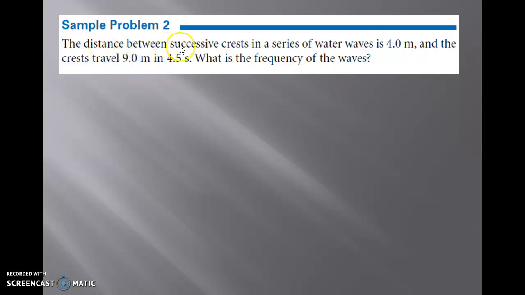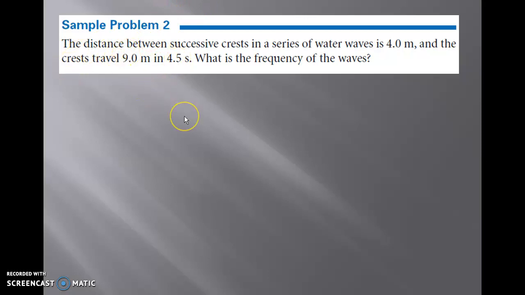The distance between the successive crests. I told you before that the distance between the successive crests is known as the wavelength. It is the same thing as the distance between the successive troughs. The wavelength is the distance traveled when the wave makes a complete cycle, or the distance between the successive crests or troughs, or the distance between two points that are in phase on a wave.